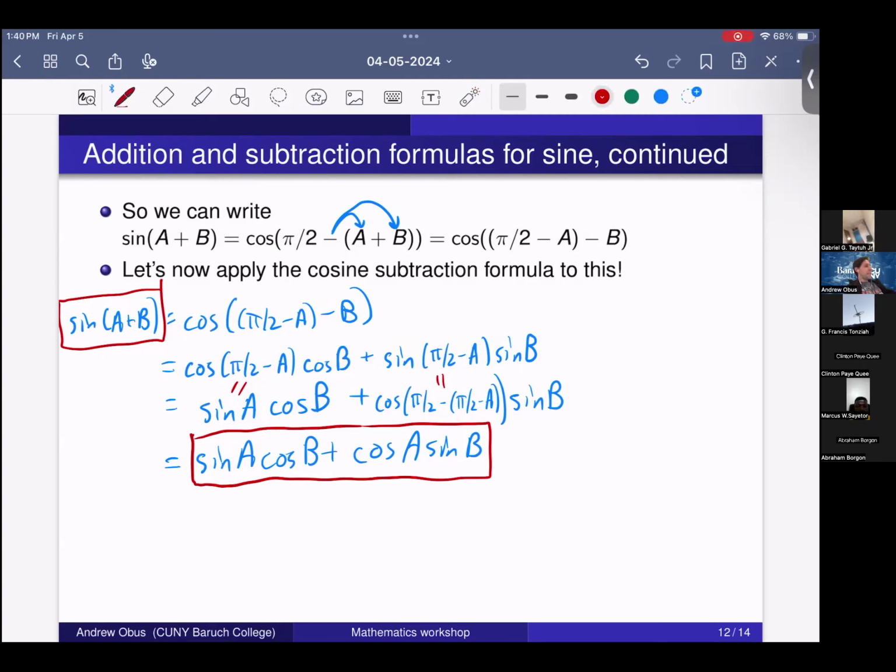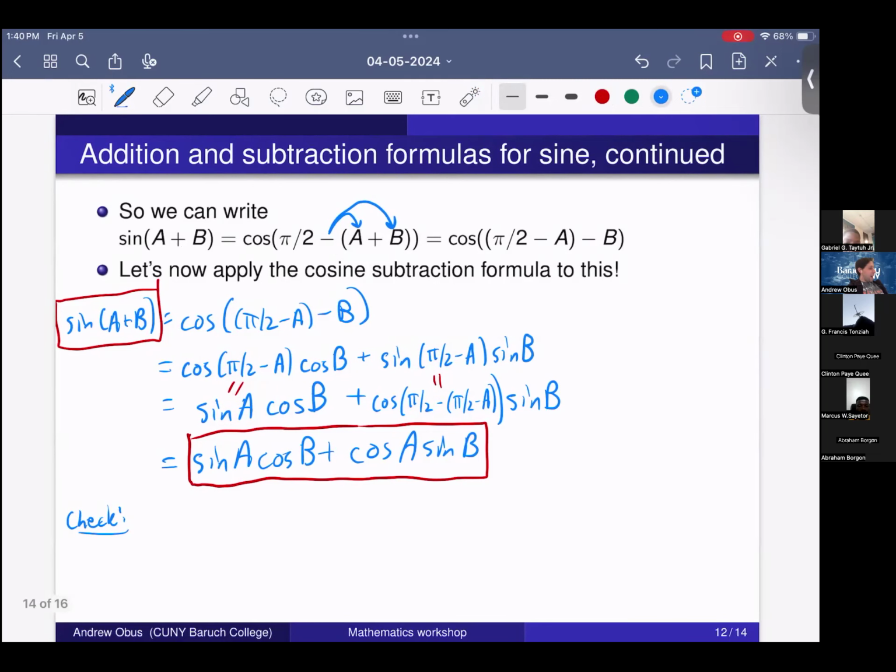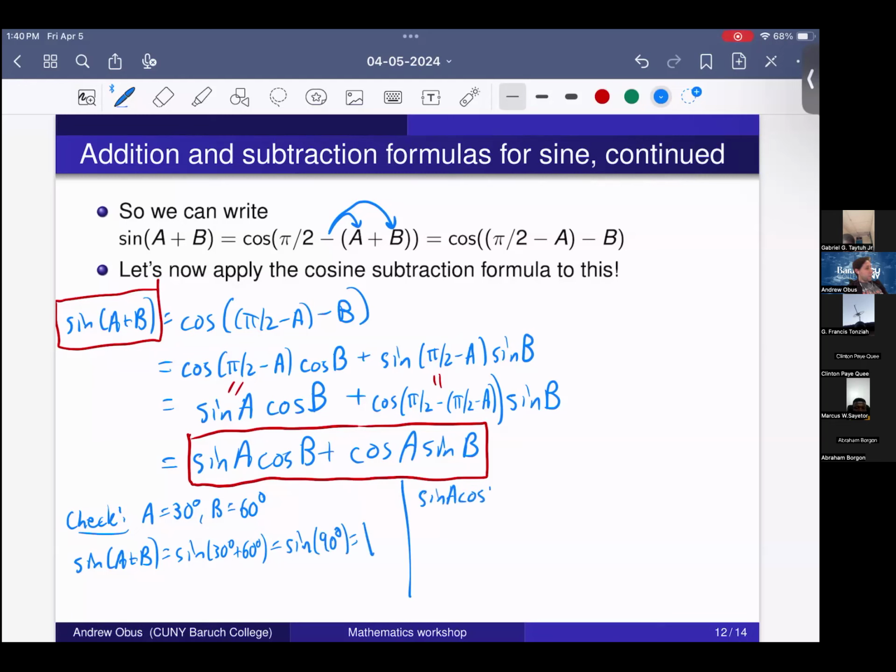And maybe as one last thing, let's just check again. Let me take a equals 30 degrees and b equals 60 degrees. So sine of a plus b is equal to sine of 30 degrees plus 60 degrees, which is equal to sine of 90 degrees, which is equal to 1. And on the other side, we have sine a cosine b plus cosine a sine b.